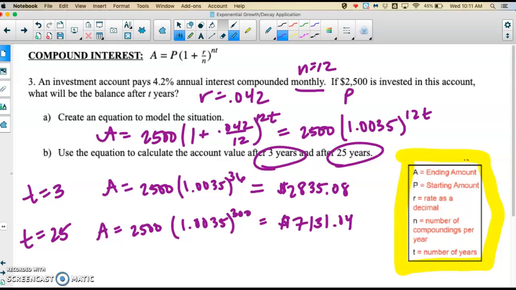Okay, so after 3 years, I get $2,835.08. And then after 25 years, we get $7,131.04. So this is just a good way to see how, when we invest our money, how much we can make back, like in CDs or just putting it in a savings account, stuff like that.